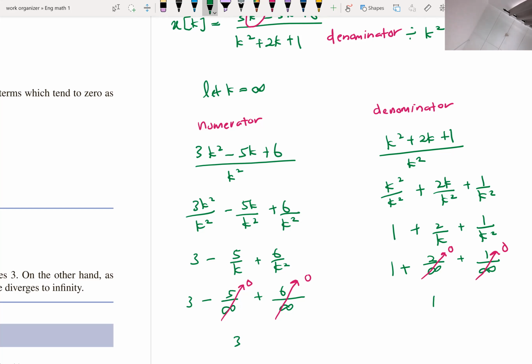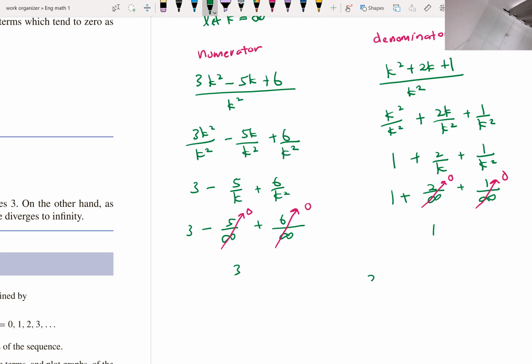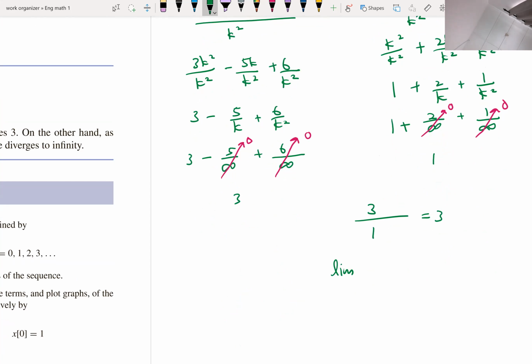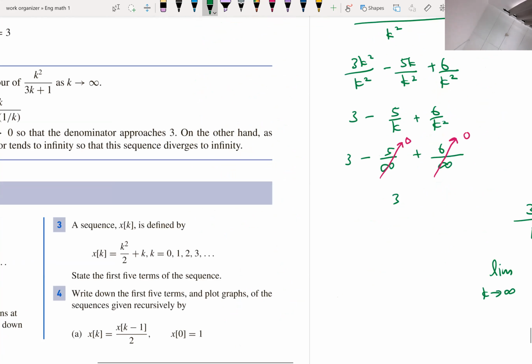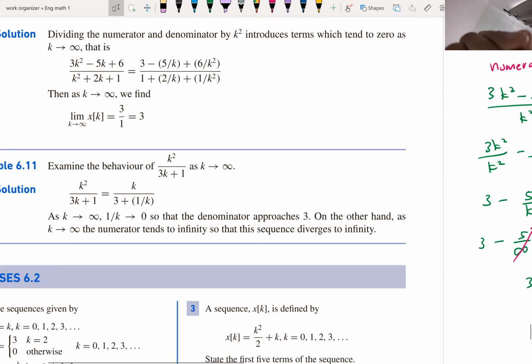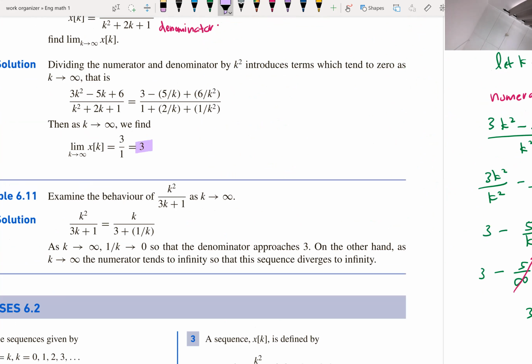Write down again: the numerator we have is 3 over 1, so it will be 3. So the limit of this function s of k, when k goes to infinity, is equal to 3. The limit is 3. The same goes for this one.